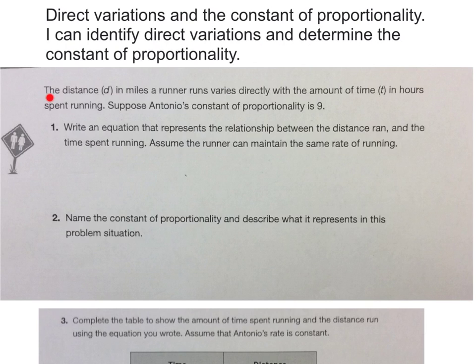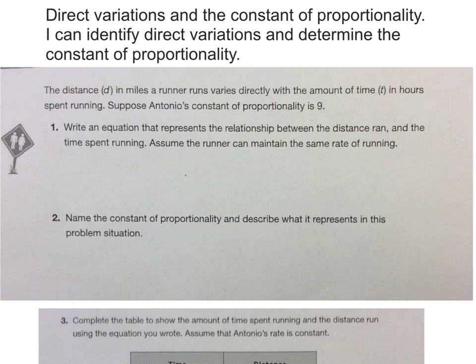So in this situation, the distance, d, in miles a runner runs varies directly with the amount of time, t, in hours spent running. Suppose Antonio's constant of proportionality is 9. So it's kind of giving us the constant of proportionality to start out with. Write an equation that represents the relationship between the distance ran and the time spent running. Assume the runner can maintain the same rate of running. It has to state this because, obviously, when you're running, you get tired.